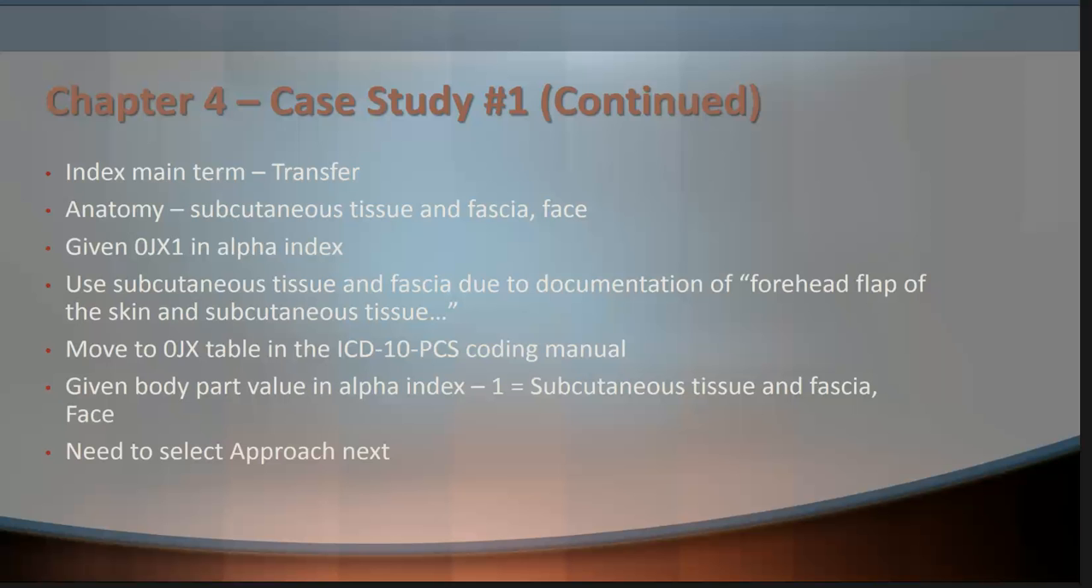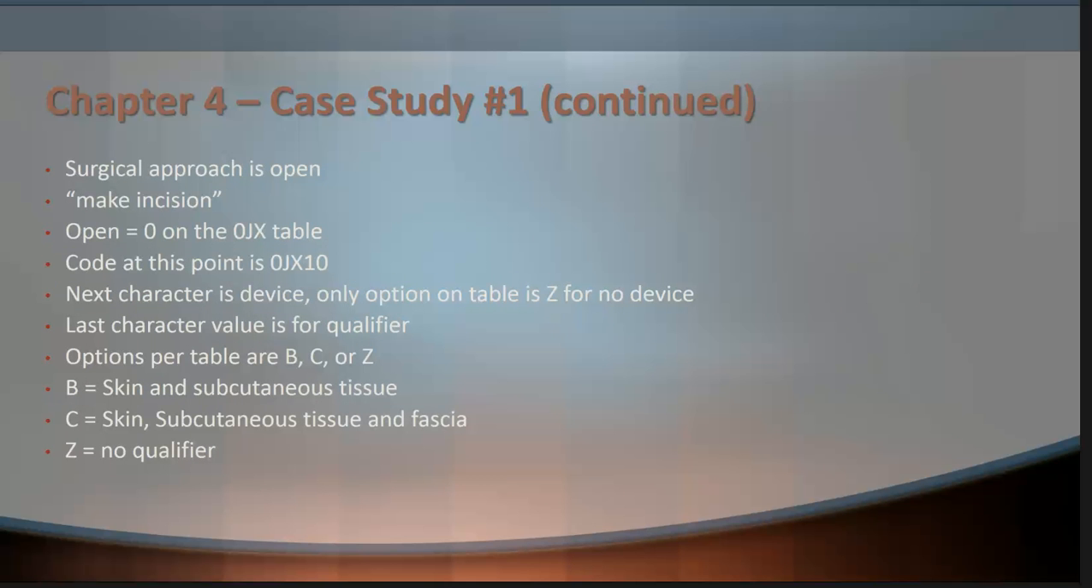To finish our code, we go to the 0JX table. We already have the body part value from the alpha index, which was 1. Next, we need to select our surgical approach. This physician did all of this by an incision, which equates to the surgical approach of open. So we choose 0 for surgical approach. So at this point, our code is 0JX10, but it's not complete. We still need 2 more characters.